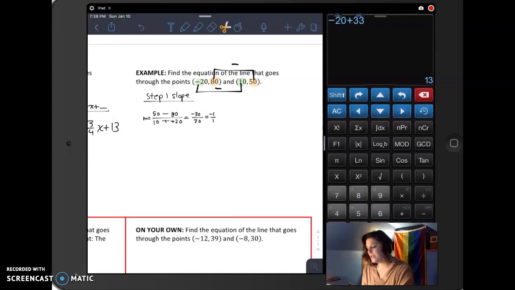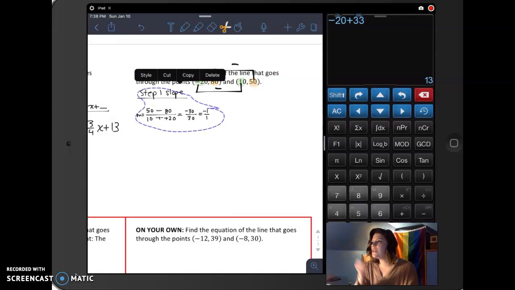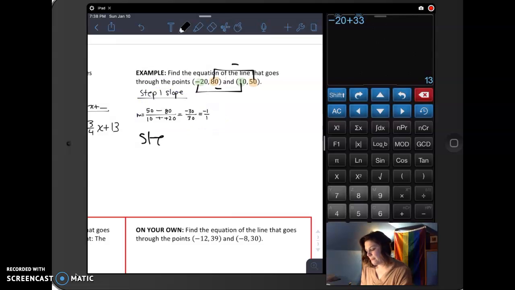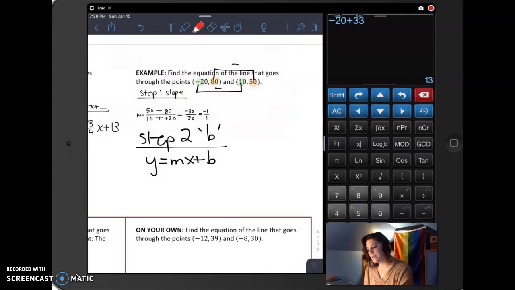Our step two, you've got to solve for b. So we're going to do step two, which is solving for the b value. All right, so we have y equals mx plus b. We're going to plug in the numbers, always using the first point. Again, it does not matter which point you use as long as you use the same point for both the x and the y. So I just always pick the first point to be consistent and not make any mistakes. So my y, I can see, is 80.